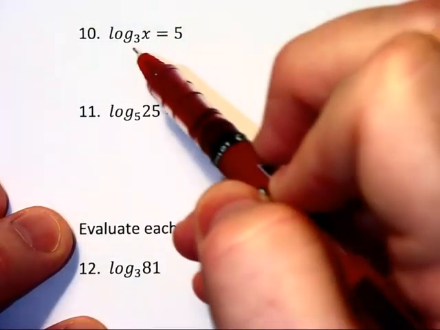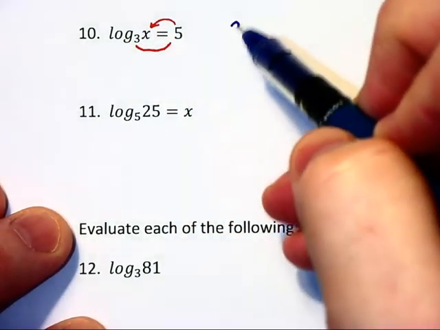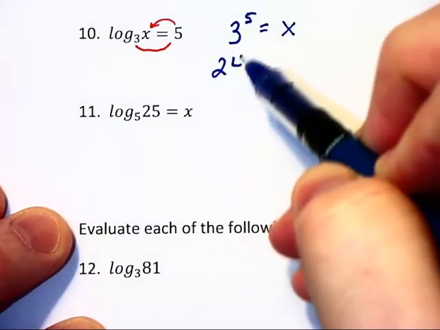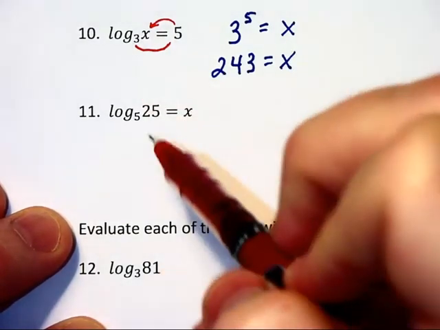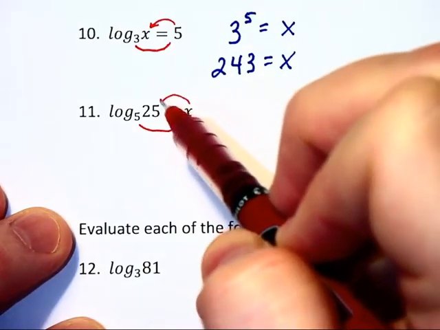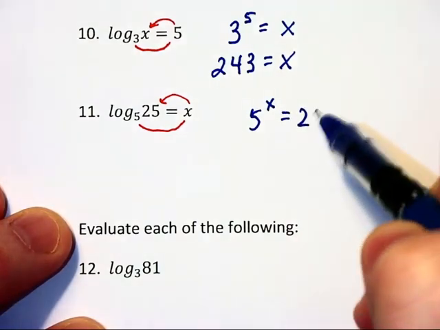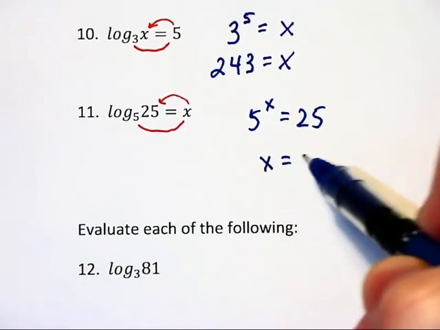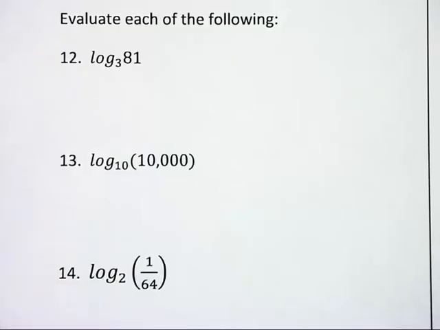For number 10, again, we're going to convert it from logarithmic to exponential form, and we're going to be able to say 3 to the 5th power is equal to x, and we can just multiply that out and find out that 243 will be our value of x. In problem number 11, we're going to say 5 to some power is equal to 25. So 5 to the x equals 25. Right now, we only know how to solve this by inspection, and we can guess that the solution is 2. If the numbers were not so clean, we'd have to apply a different method, which we'll be learning later in this chapter.